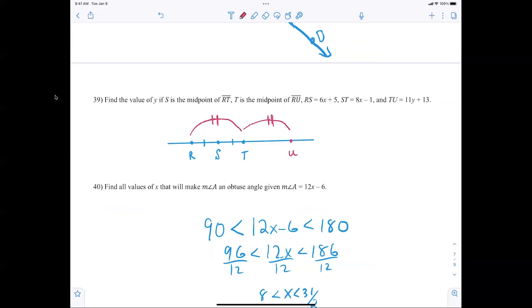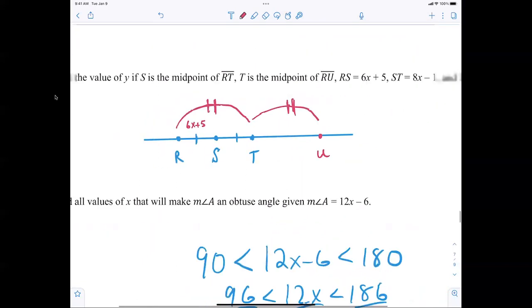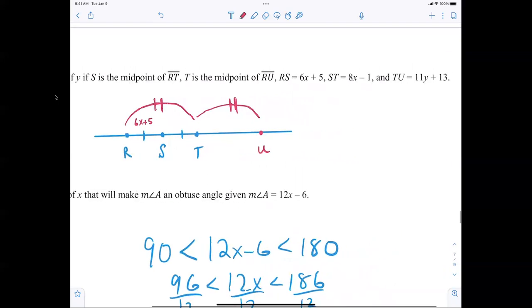And then it says now that RS is 6x plus 5. So I'm going to put up here 6x plus 5. And ST is 8x minus 1, which means I can figure out what X is real easily. And then TU is 11y plus 13. Is that okay with you, Sebastian, now how I did all that?